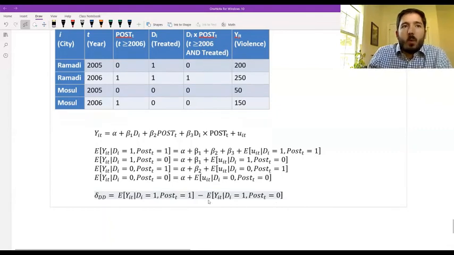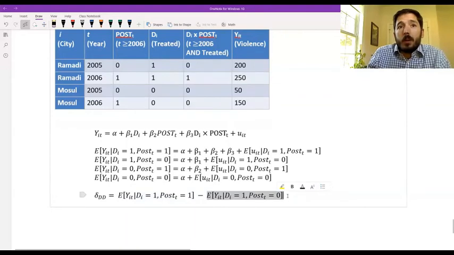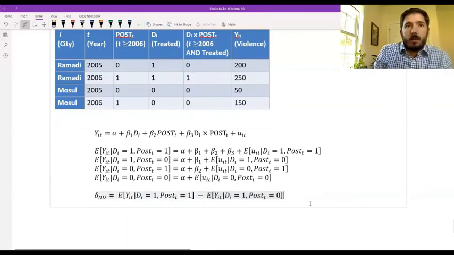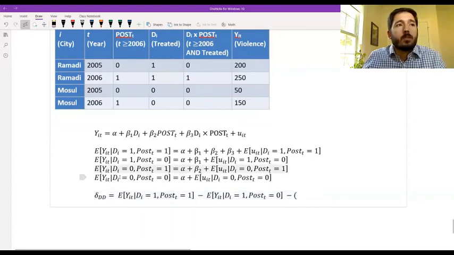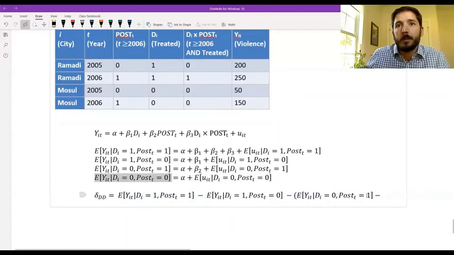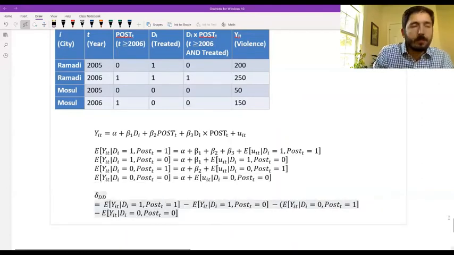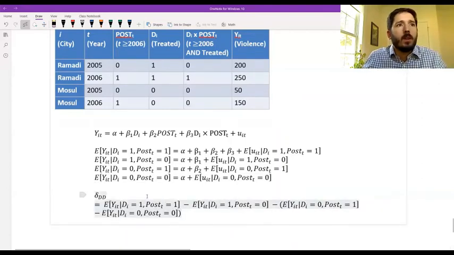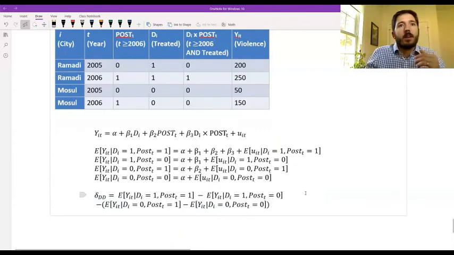We're subtracting away what happened in the treated group on average in the pre-period, minus that trend, the difference between what happened to the control group in the post-period minus what happened to the control group in the pre-period. So that's our difference in difference estimate.